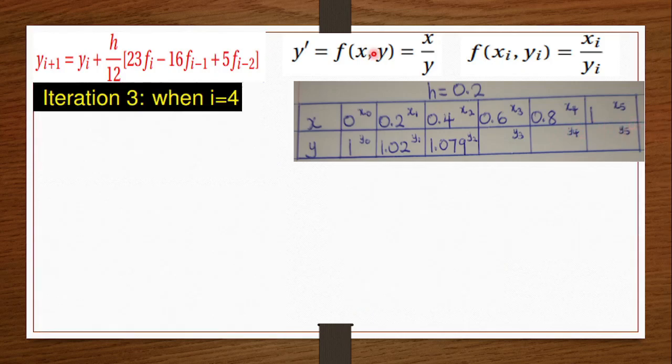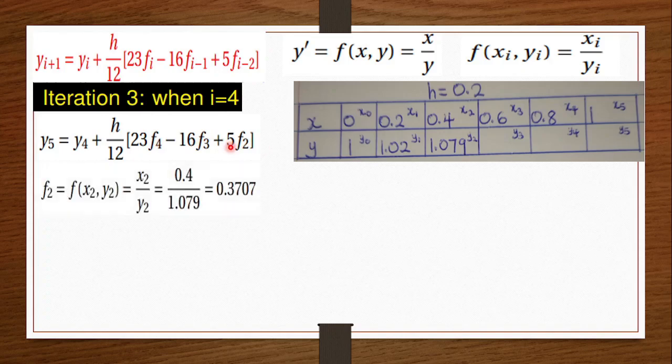Now again, to find y5, you have to make the i to be equal to 4. So you can have 4 plus 1, which is going to be 5. Right? So you can find the last one, which is y5. So when we do that, anywhere you see i, you put 4 over there. So here is going to be y4, here is going to be 4, 3, and then here is going to be 2. So now let's find f4, f3, and then f2.